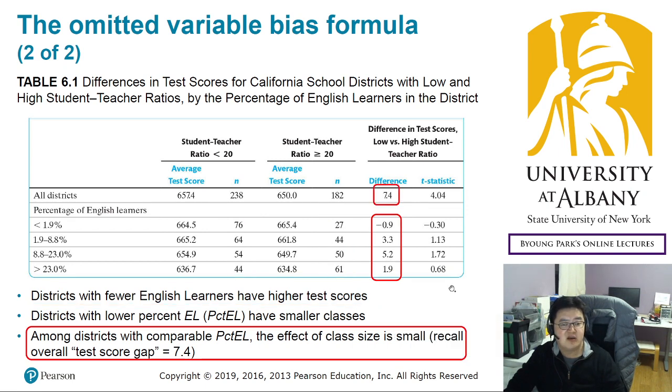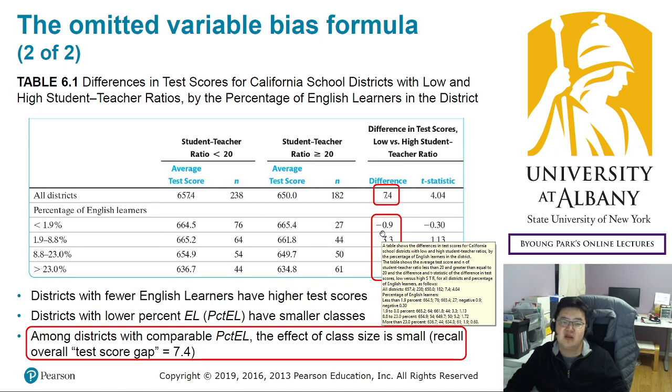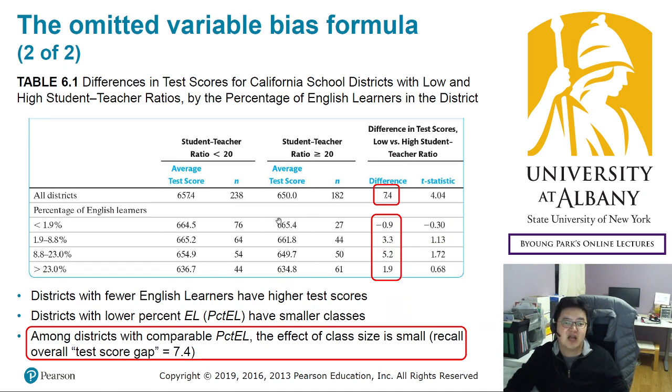And finally, what is interesting here is now compare the average test score between small and large class groups within the same percentage interval. So if both large and small class groups have very few ESL students, then their difference is actually negative. So the larger class group had a higher test score, which is surprising.